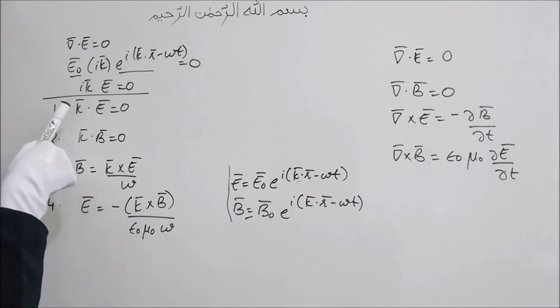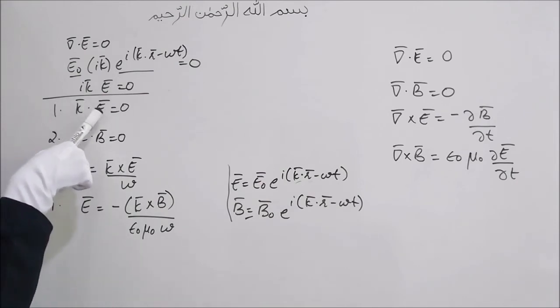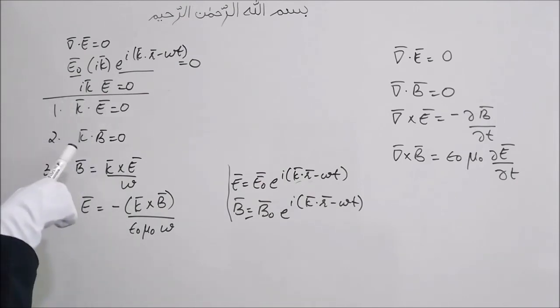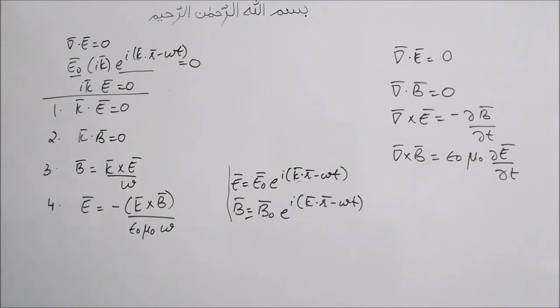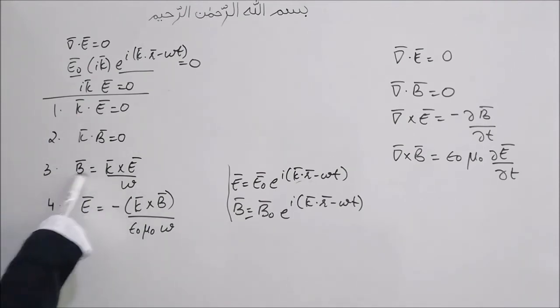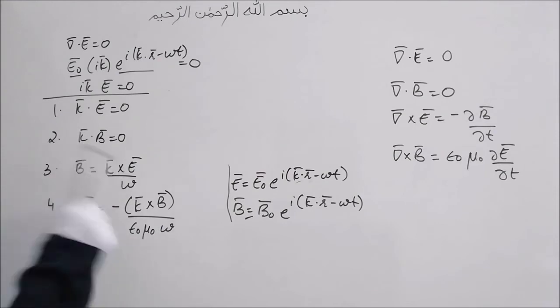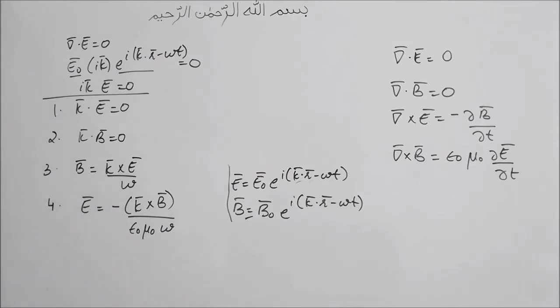K is perpendicular, that is, the direction of the wave vector is perpendicular to the direction of the electric field. The direction of the wave vector is also perpendicular to the direction of the magnetic field, and this shows that B, k and E, all three are perpendicular to each other.